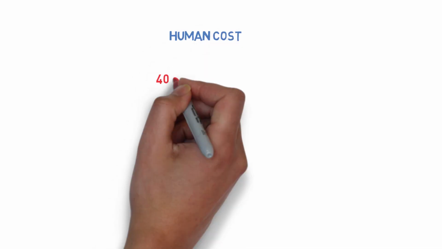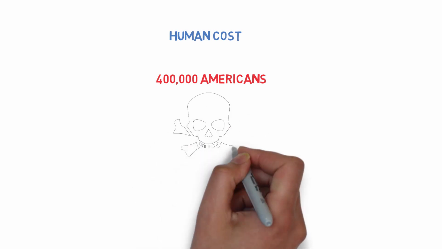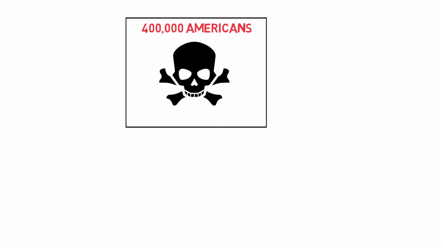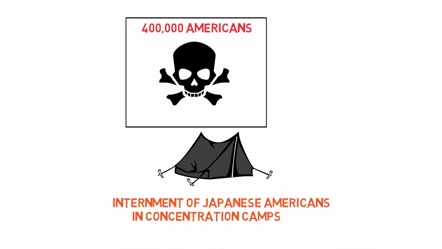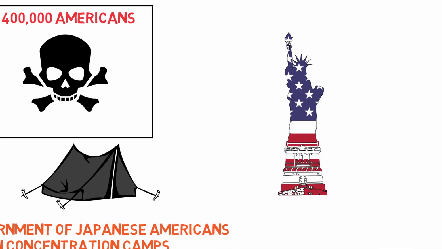Human cost. The war had a significant human cost, with over 400,000 Americans losing their lives in the conflict. The war also led to the internment of Japanese Americans in concentration camps, a dark moment in American history.